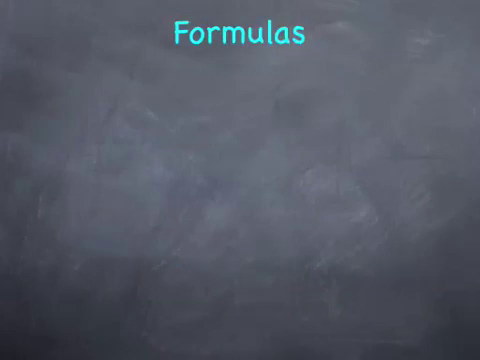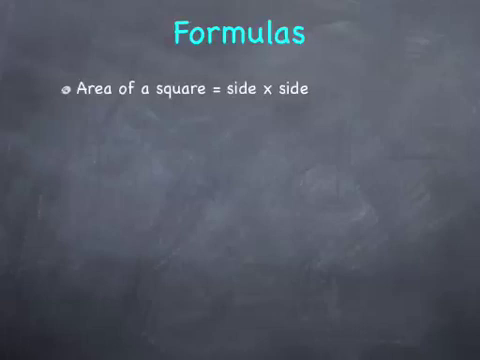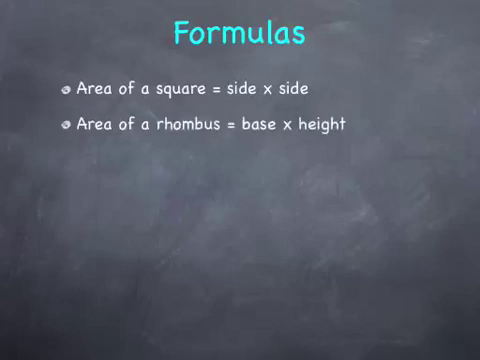Okay, formulas. We can use formulas when we calculate the area of different shapes. Looking at polygons today, the area of a square is side times side, or side squared, or length times width, base times height. You can use lots of different variations, but essentially side times side is the basic one. Area of a rhombus is base times height. It's actually perpendicular height. We'll have a look at that soon.